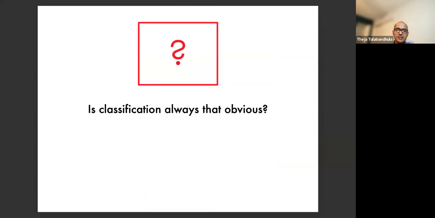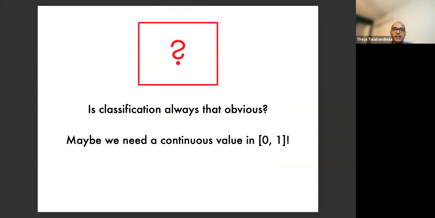And sometimes classification is not always that obvious. So for example, we may need a continuous value instead of a class 0 versus class 1. Okay, and now once we have a continuous value, it seems like a regression problem, right? So classification is not always obvious.